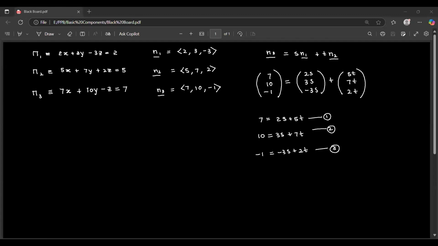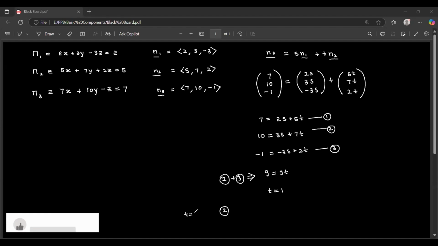So I'm going to use the second and third equation. If I add the second and third equation, I will get 9 equals 9t, so t equals 1. If I substitute t equals 1 in the second equation, that will give me 10 equals 3s plus 7. So s equals 1.